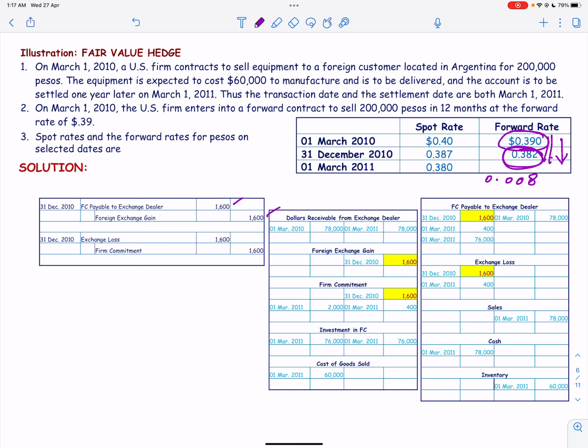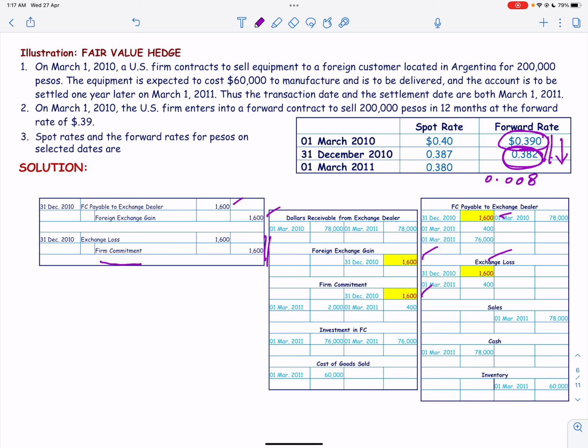But note that the fair value hedge is an effective hedge, so the gain must be offset with a loss. This loss is a firm commitment, and since the commitment is not recorded yet in the books, a liability is created, what we call a firm commitment. So exchange loss is debit and firm commitment is credit, and that's how we record this in our T account.